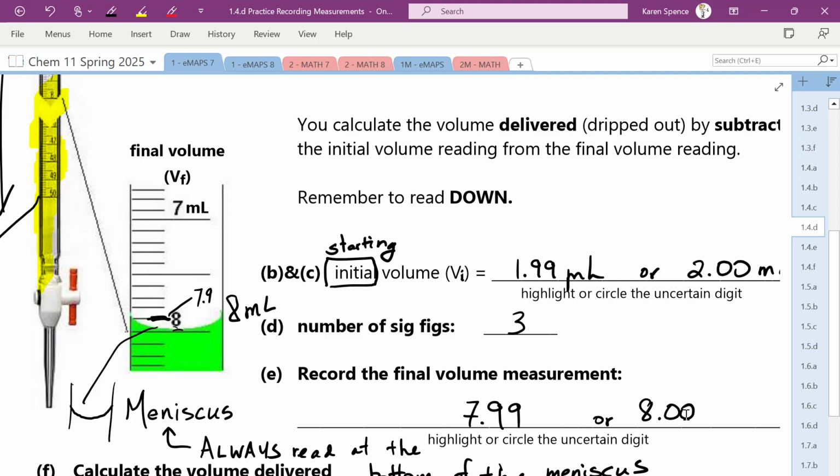How do you like my measurement? Have I recorded it properly? No. What have I forgotten? First, units. I would need milliliters. What else have I forgotten? What is this measurement called here? This is the final volume. So instead of writing final volume, I can simply write V_F, F for final.